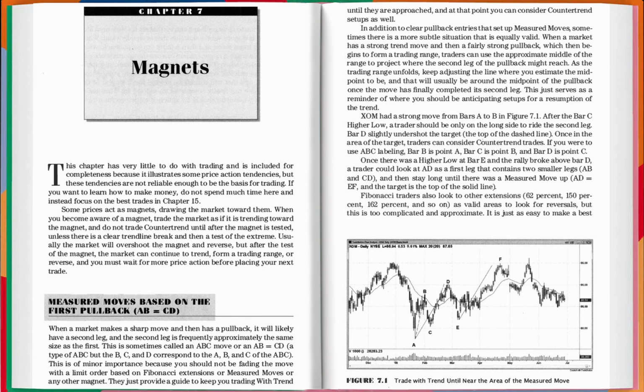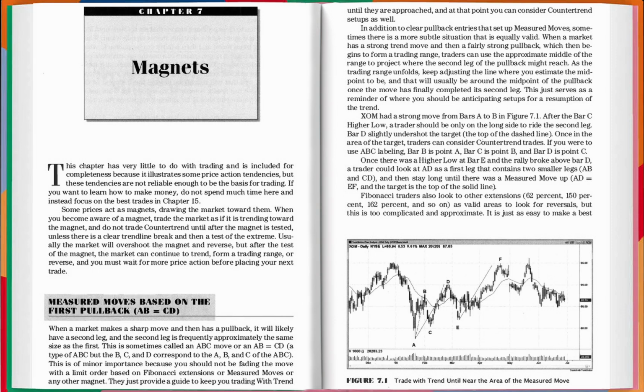Measured moves based on the first pullback, AB equals CD. When a market makes a sharp move and then has a pullback, it will likely have a second leg, and the second leg is frequently approximately the same size as the first. This is sometimes called an ABC move or an AB equals CD, a type of ABC, but the B, C, and D correspond to the A, B, and C of the ABC.